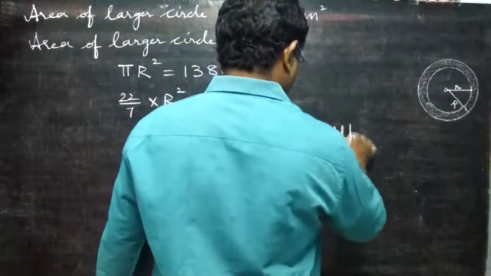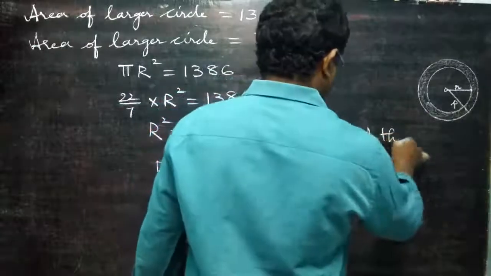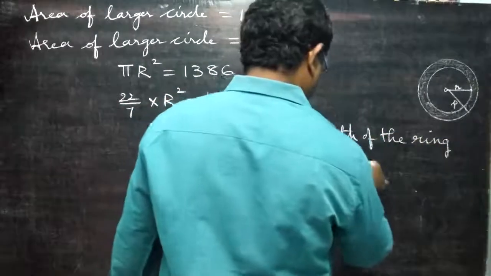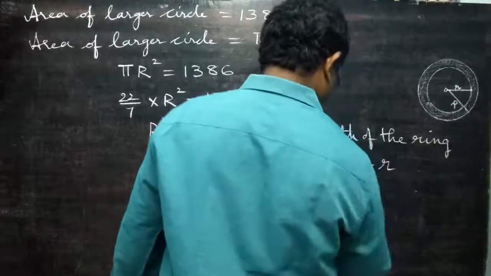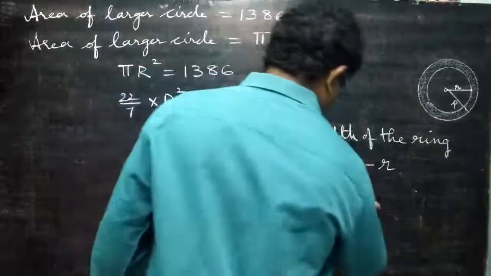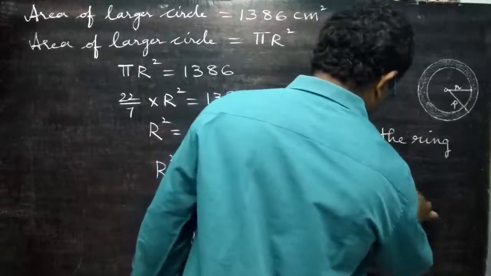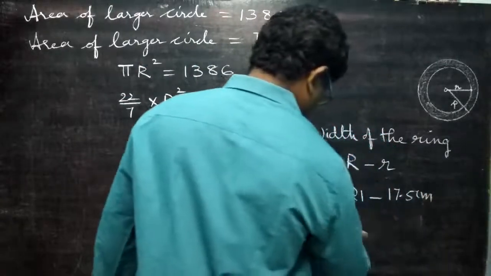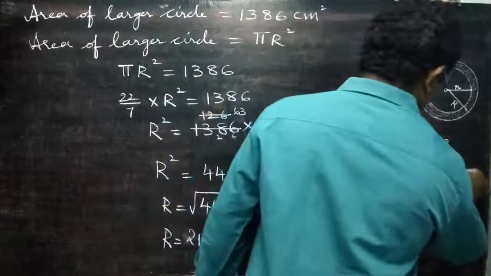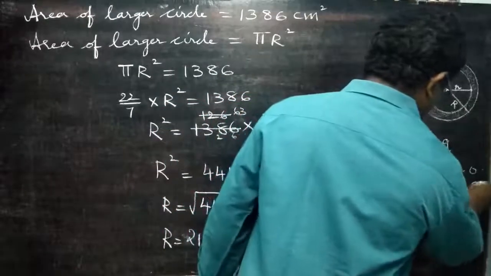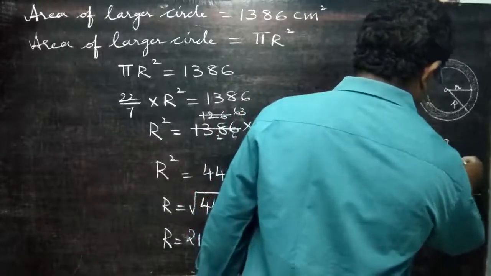Width of the ring is equal to capital R minus small r. Capital R, how much we got? 21 minus 17.5 centimeters. Subtract. 21 means 21.0 you write. Minus 17.5 you write. Borrow. Here 0 will be there.